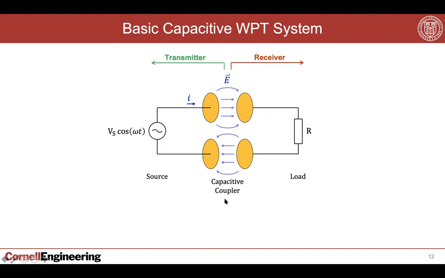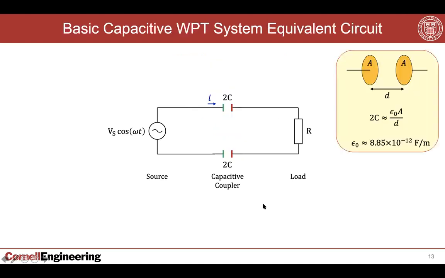So to understand this, we need to model this coupler. And of course, these two couplers can each be modeled as a capacitor. So you've got two couplers. I call their capacitance 2C, since these two capacitors come in series with one another, giving you an overall effective capacitance C in series with the load resistor R. Now, given the geometry here, you can approximately compute what that capacitance will be by a simple formula that you've probably learned in high school, which is epsilon naught A over D, A being the area of the plate and D being the distance between them. Epsilon naught is the permittivity of free space, which is a universal constant given here in terms of its value in farads per meter.